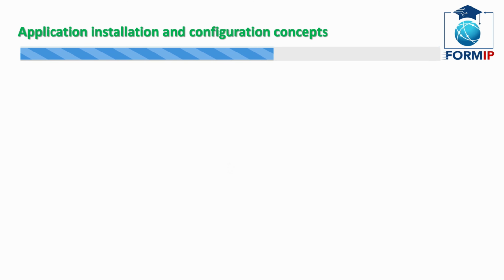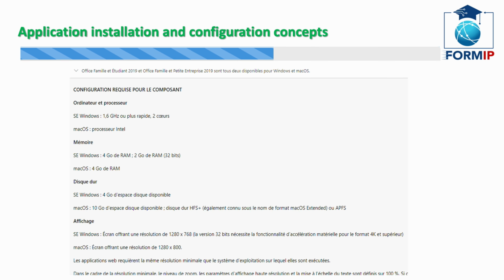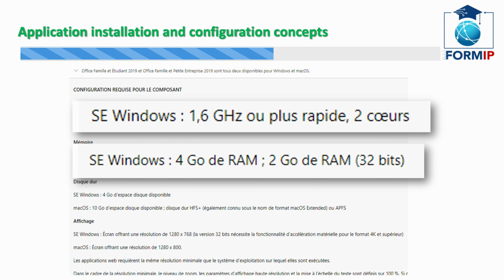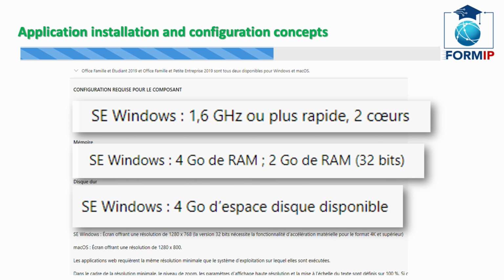We'll now take a look at an example with the requirements for Office 365. Here, you can see that to run Office 365, you need a 2-core processor running at least 1.6 GHz, at least 4 GB RAM, or 2 GB for a 32-bit system, and 4 GB of disk space for program installation.